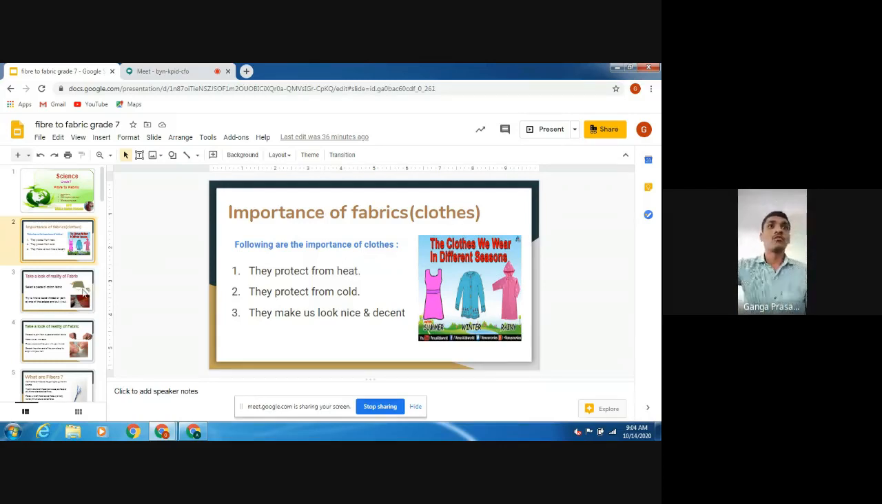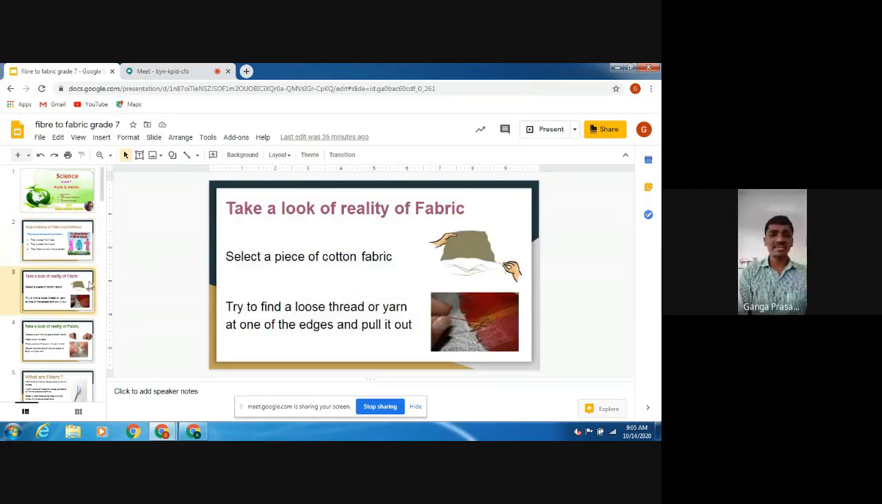Next, what are fibers? So, children, I think everyone has taken a small piece of fabric, right? Try to observe the fabric carefully. Take a piece of fabric and observe properly. What did you observe? Sir, in that there are small threads. Yeah, in that fabric there are small, narrow, thin threads, right?